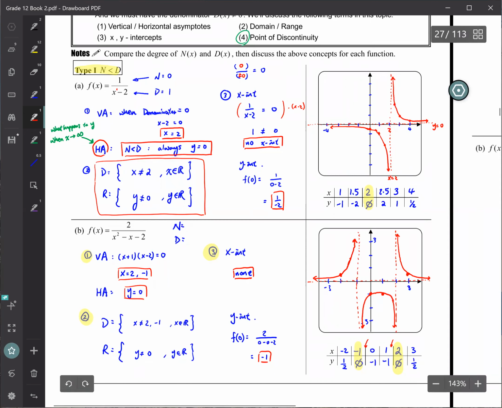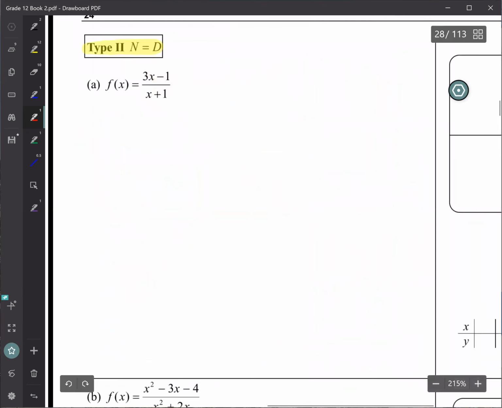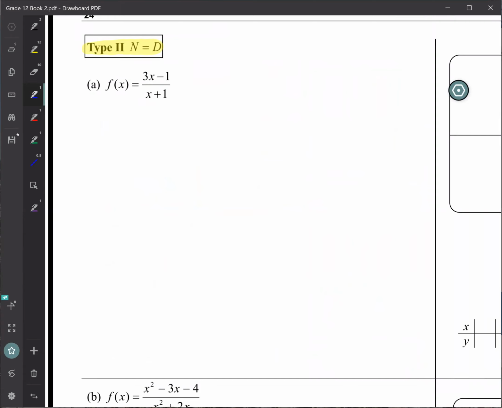So let's move on to type 2. Type 2, we make the degree bigger now, okay? So this time, type 2, numerator equals to denominator degree. So same thing, we'll start by checking the degree, all right? So for the numerator part, what's the degree for numerator, Cindy? 1. Yeah, very good. Okay, so we have x to the 1, right? So same thing with denominator, D is also equal to 1. So that's why it belongs to type 2.